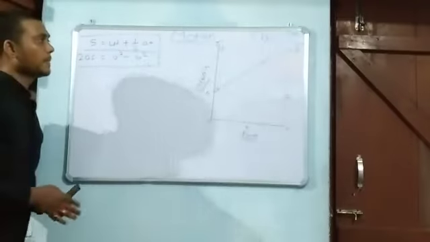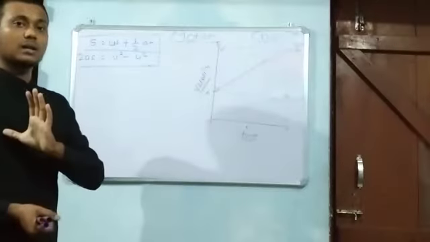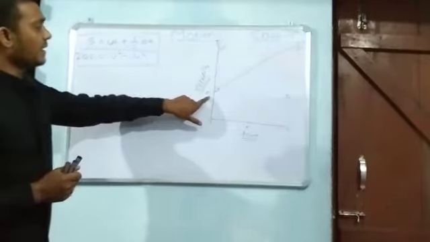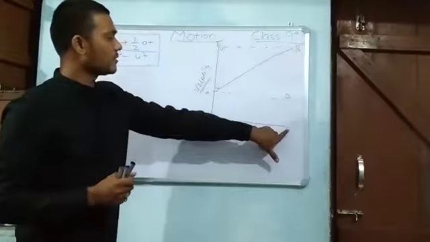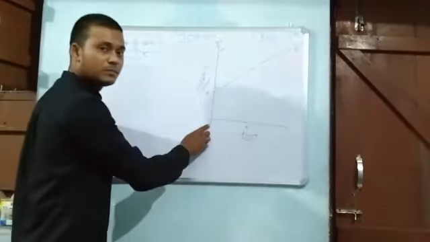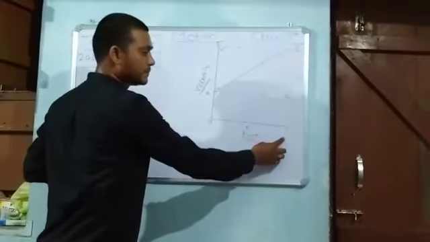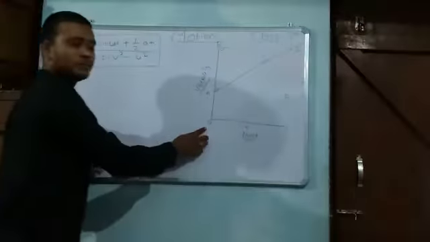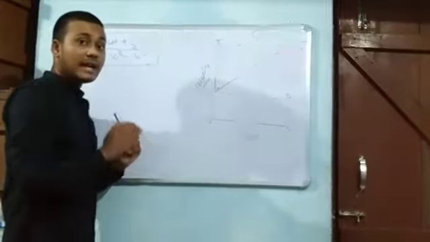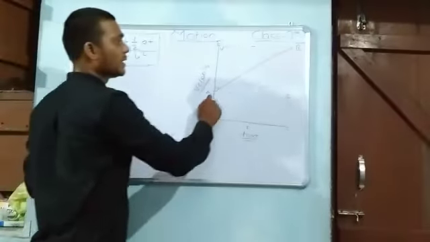If you see this graph, you see a type of shape. If you focus on O, A, B, C, if an object starts its journey from O and goes from O to A to B, B to C, and again C to O, then the distance covered by the object is equal to the area of OABC.